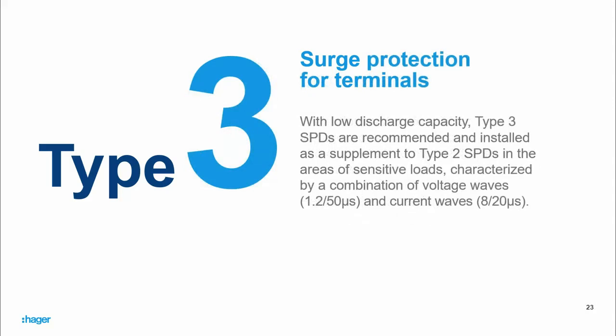Now let's see the compact and the smallest devices, type 3. They are recommended for sensitive loads in addition to the type 2 SPDs. And they are usually installed in combination with type 2 SPDs in the vicinity of the end device.